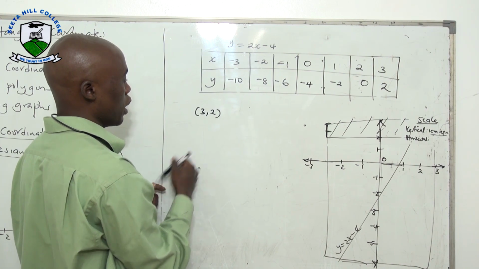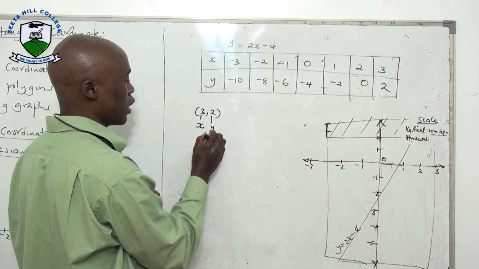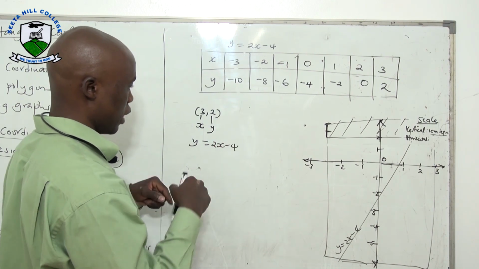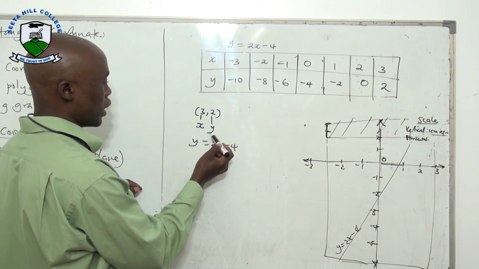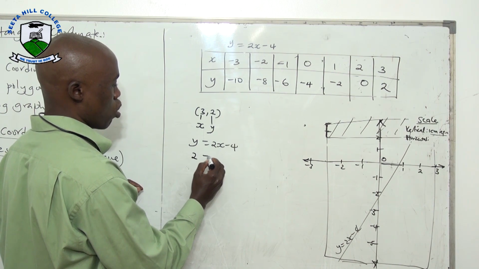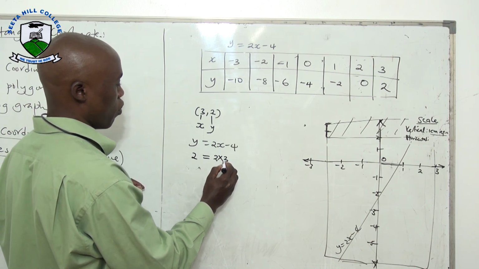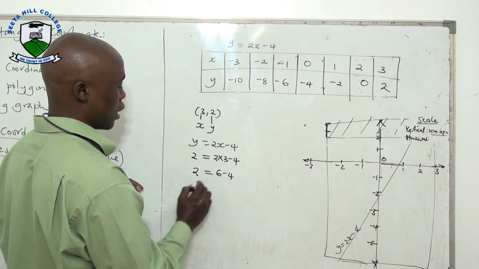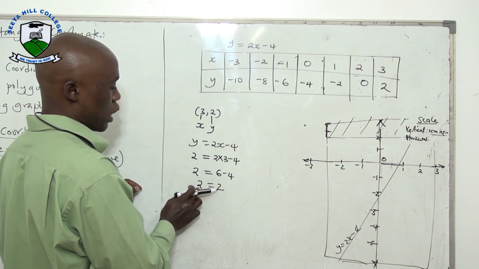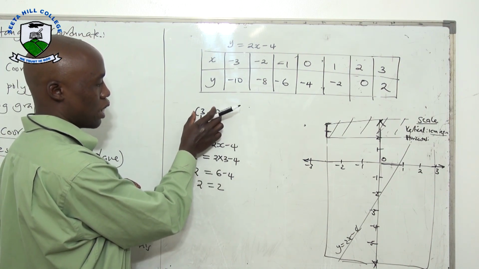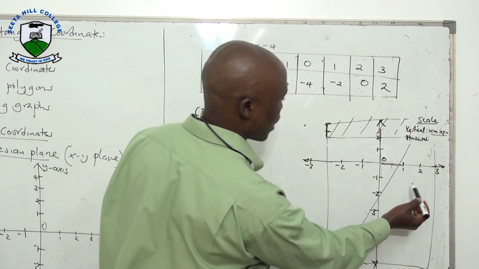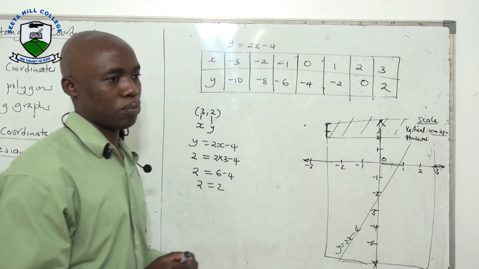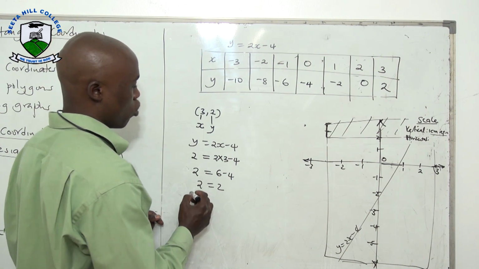We just substitute in the coordinates. This is x, this is y. If the two sides are the same, then it lies on the line. Our y is 2, equal to 2 times 3 minus 4. 2 is equal to 6 minus 4, 2 is equal to 2. When you get similar sides, it shows that this point lies on the line. You can even check it. Do you have point 3, 2 on the line? Yes. If you prolong your line, it will be there.